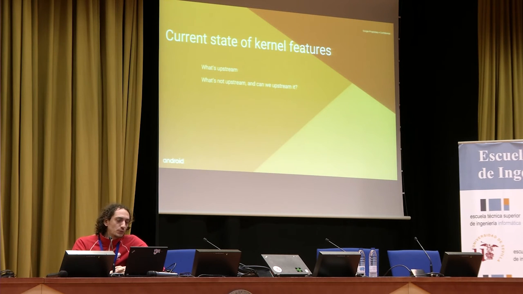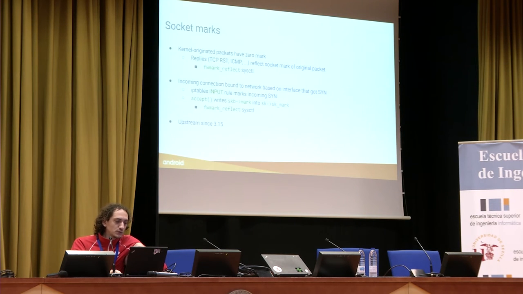What does the stack rely on in the kernel? Some of this stuff is upstream. For example, we mostly use socket marks all the time. Everything that the kernel originates has a mark of zero. So how do we deal with that? Fortunately, most of the time that the kernel does something, it's either interface specific, like IPv6 neighbor discovery, or it's a reply to a different packet. When it's a reply to a different packet, you just use the same mark as the original packet. You can use iptables to mark stuff that comes in, and then the kernel will just reflect that mark, so it will go out on the same network.